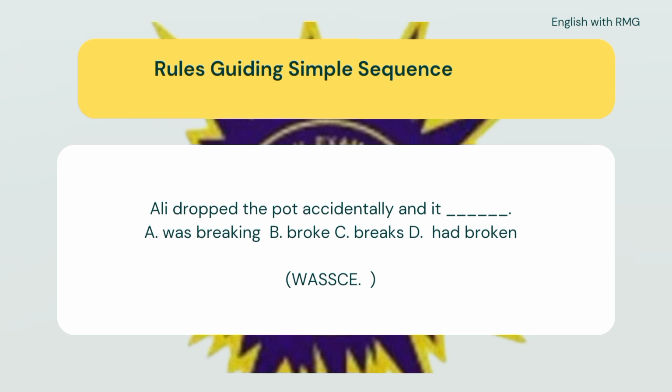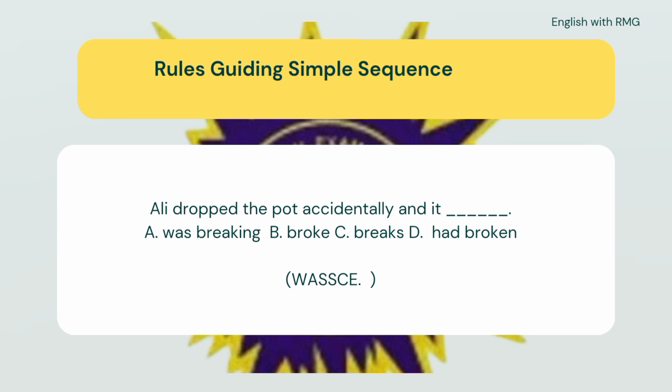So now, Ali dropped the pot accidentally and it dash. From the context, we can tell that the moment in which Ali dropped the pot and whatever happened to the pot afterwards is in the same moment. That is, they happened at relatively the same time. So that means clause A must equal clause B. That is, the tense in the first clause must also be the same as the tense in the second clause. So in the first clause, we have dropped, which is simple past. A, was breaking; B, broke; C, breaks; D, had broken.